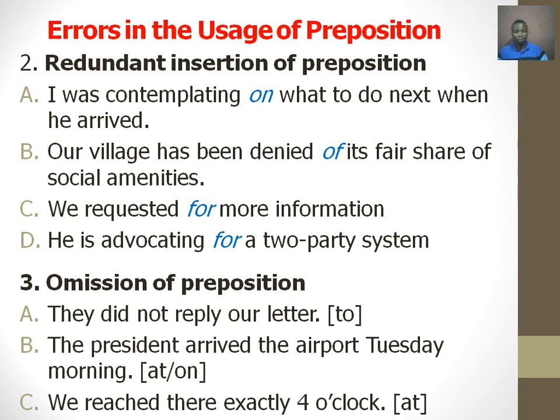Error number 3. Omission of preposition. Here, a preposition is needed, but because of carelessness or because we do not know, we have decided to omit a preposition where it is needed. And as human nature is, where a preposition is needed, we will not include it. But where a preposition is not needed, that's where we insert preposition, thereby falling prey to error number 2 and error number 3 at the same time. So insert preposition where it is needed and omit it where it is not needed.